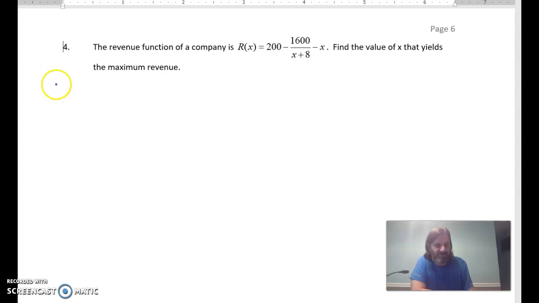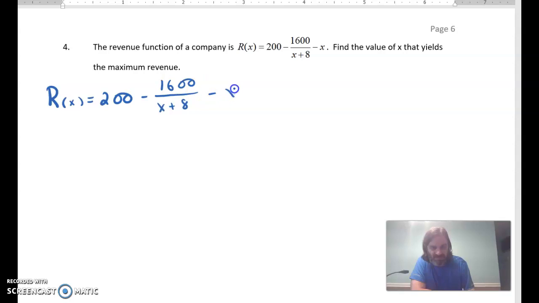The only way this is different or more difficult than some of the problems we've done in the past is that when we take a derivative, we're going to use some different rules. And we might have to solve it a little bit differently, but the idea is the same. We're going to take a derivative, set it equal to 0, and see what happens.